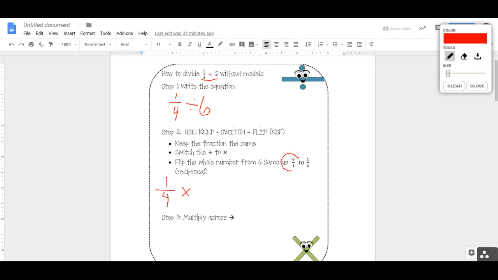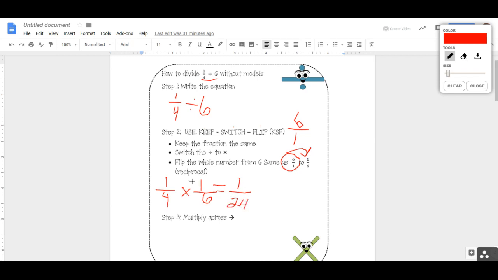Well, a whole number, 6, is the same as 6/1. The reason being, a fraction is the same as division. If I divide 6 by 1, I get 6. But when I flip it, we call this a reciprocal. A reciprocal of 6 is 1/6. Now, if we start with the fraction, our answer should be a fraction. So 1/4 times 1/6. We're going to multiply across the top. 1 times 1 is 1, and 4 times 6 is 24.